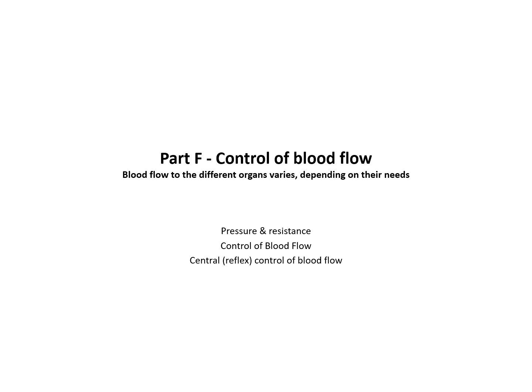Blood flow to the different organs varies depending on their needs. We'll discuss pressure and resistance. This is partly a review from what we've already covered. We'll look at control of blood flow and then central or reflex control of blood flow.